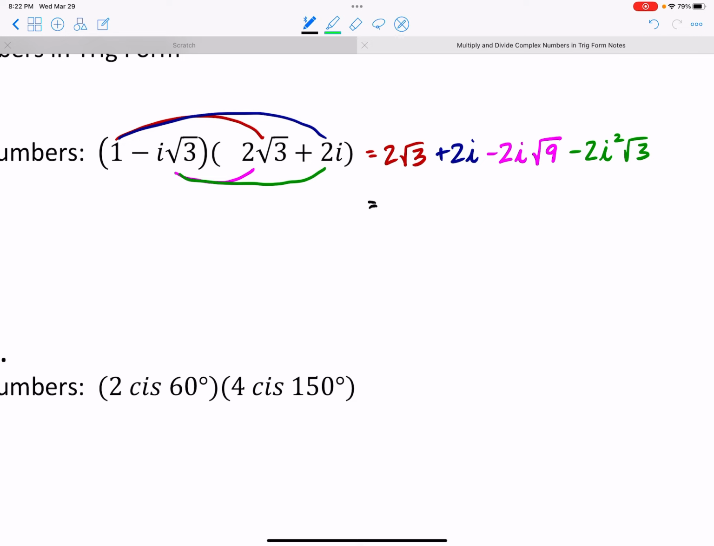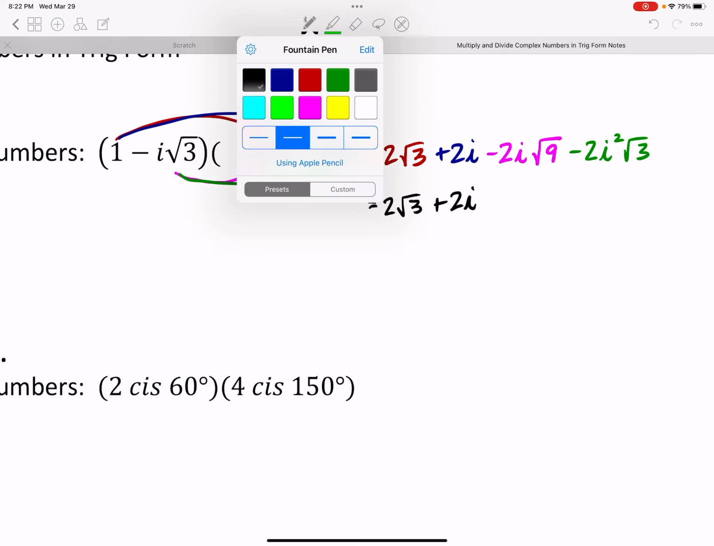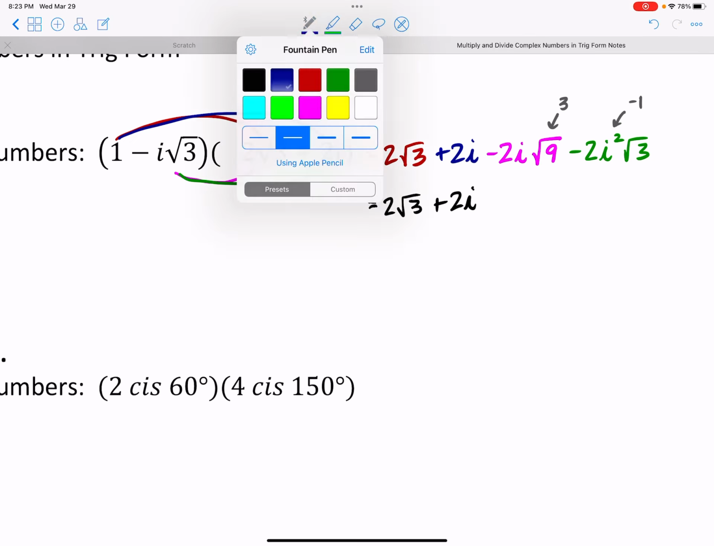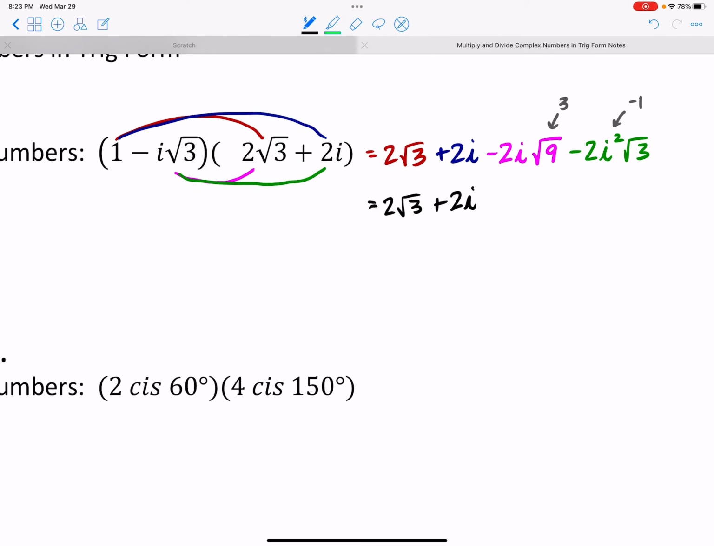I don't see any like terms right out of the gate. I'm just going to bring down the first term, bring down the next term, fix these next couple. I don't have enough colors here. We know, again, radical 9 is just going to make 3. We also should recognize i squared gets replaced with negative 1. So my third term goes from negative 2i times radical 9 to negative 2i times 3. That's going to make it negative 6i. And then if we replace i squared with negative 1, the negative 1 times the negative 2 makes a positive 2 in front of our radical 3.